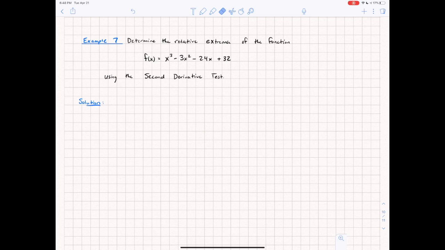So I'm not doing the first derivative test with a number line. Instead, what I'm going to do is find the first derivative. So I'm going to go through and find f prime of x. So that is 3x squared minus 6x minus 24. And then I'm going to go ahead and find the critical numbers.